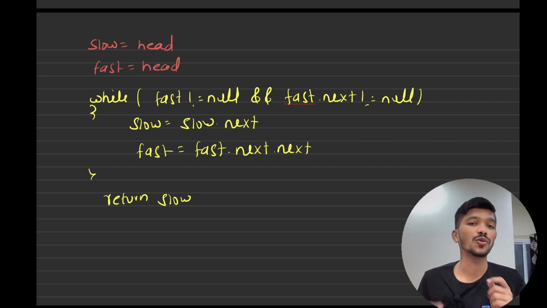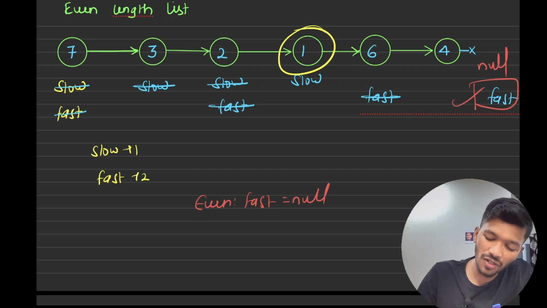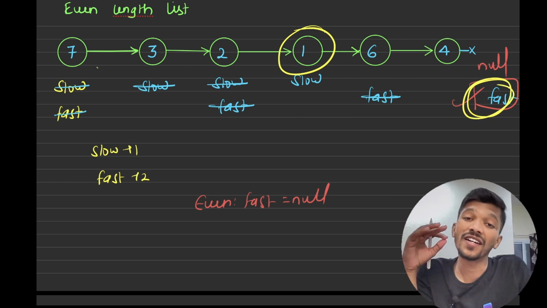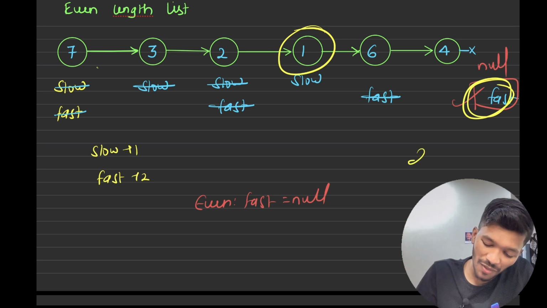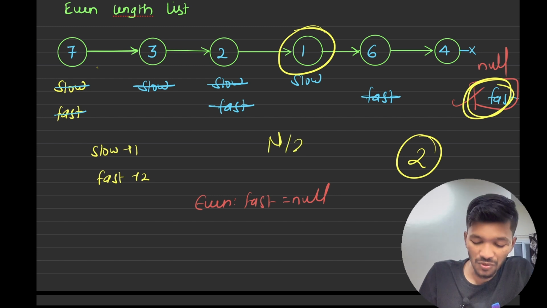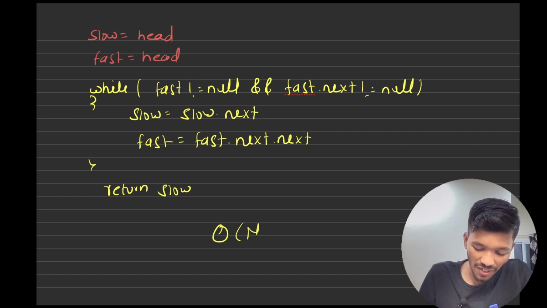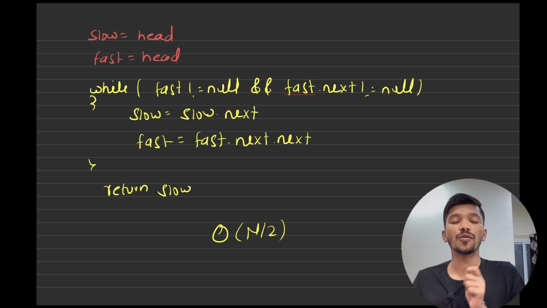Now, what will be the total time complexity for this? If you observe carefully, it might look like our fast is traversing all the nodes present in my linked list, but no, we are traversing only half of the linked list because my fast is moving by two positions. So if I have n nodes, it will move n by 2 times. Therefore, the total time complexity of the code is nothing but n by 2. So I hope you understood the explanation and the approach of the problem.